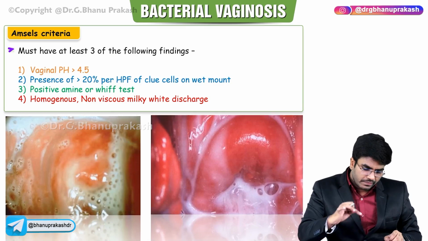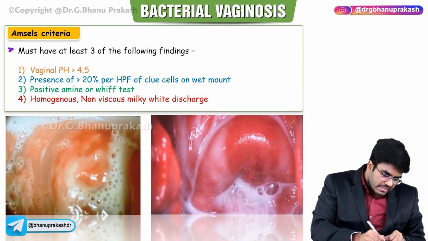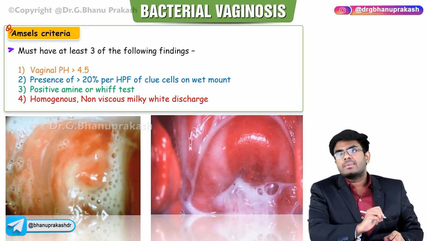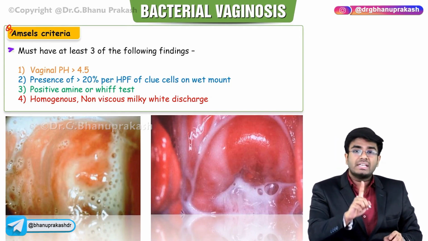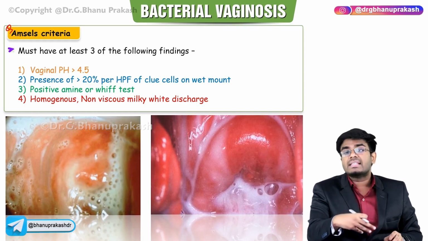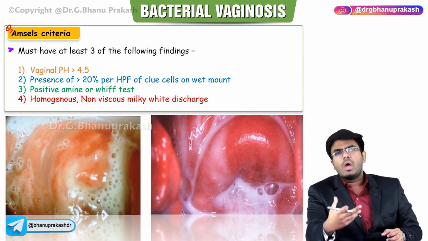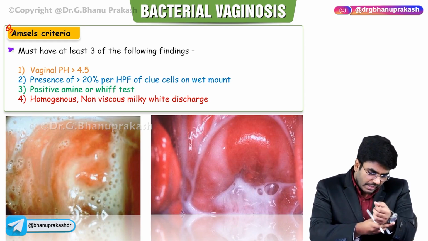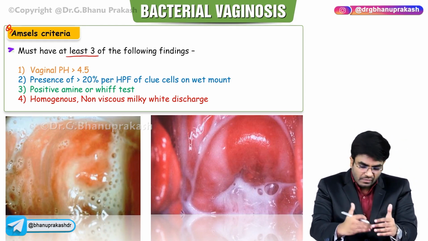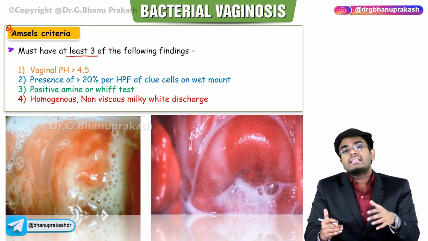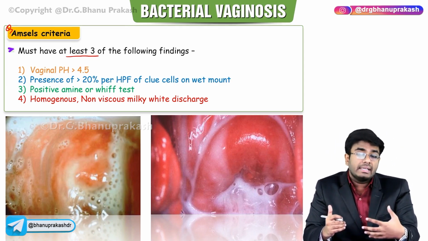Now let's talk about the Amsel criteria. What exactly is this Amsel criteria? MCQ. Amsel criteria is a diagnostic criteria to say whether the female is having bacterial vaginosis or not. What do I mean by having at least 3 of the below conditions? Having at least 3 of these conditions can say that a female is having bacterial vaginosis.